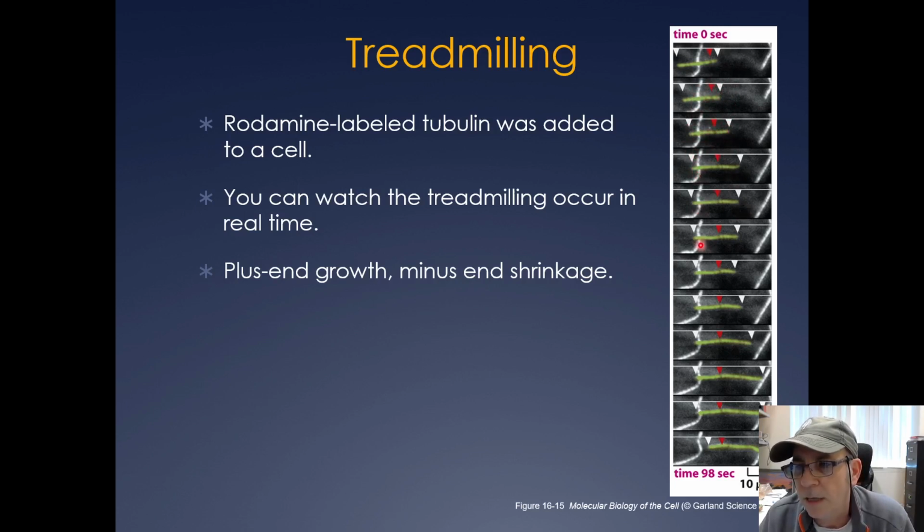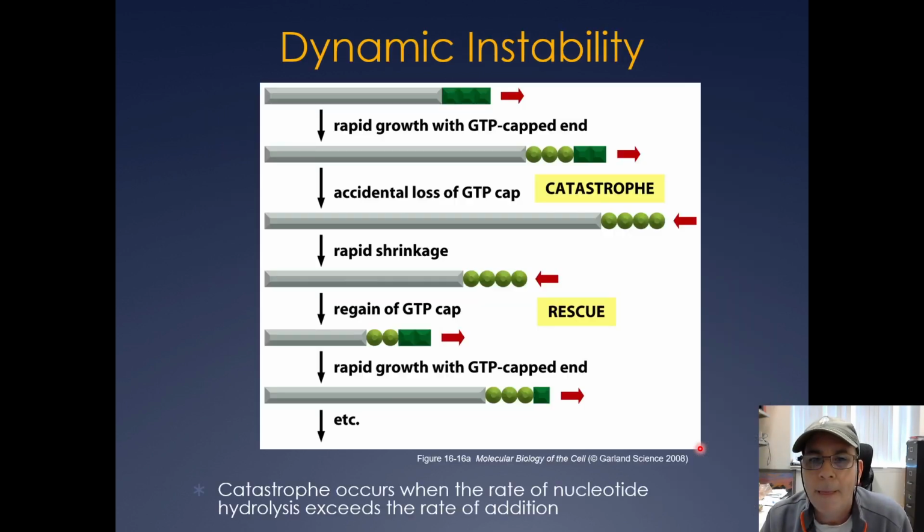So the overall length of this microtubule doesn't really change over time, but you can see that it's moving along, and the rhodamine dye, as indicated by this red triangle, is moving towards the end, right? Because you're basically getting plus end growth, minus end shrinking. It's as simple as that.